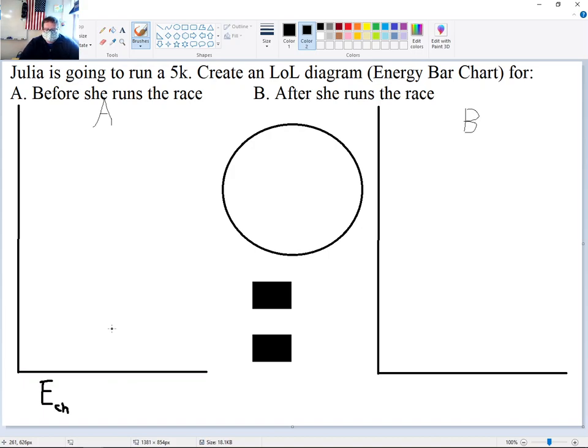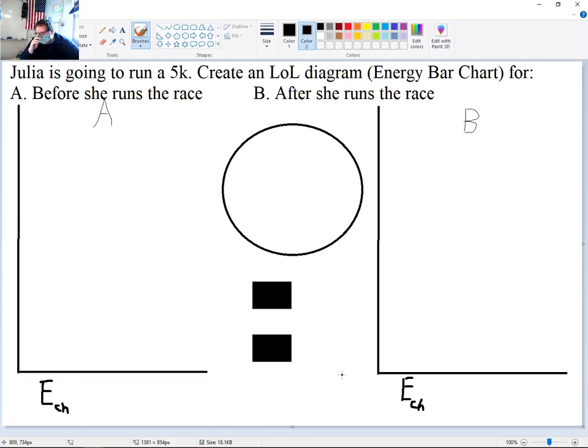But when we talk about people and the energy we use, we eat food, we have chemical energy that's stored inside of us. And we can use that chemical energy to start moving, to turn into kinetic energy. So we're going to put the same types of energy on both sides. So I have ECH on the left and ECH on the right.